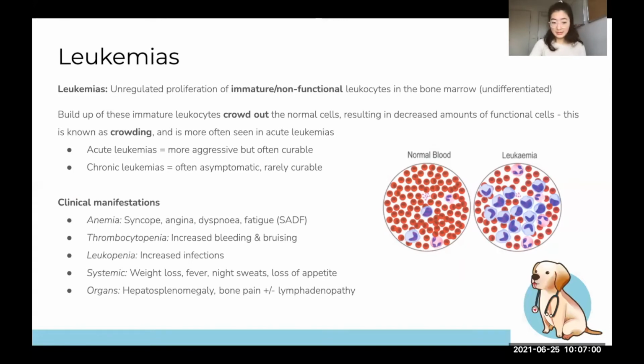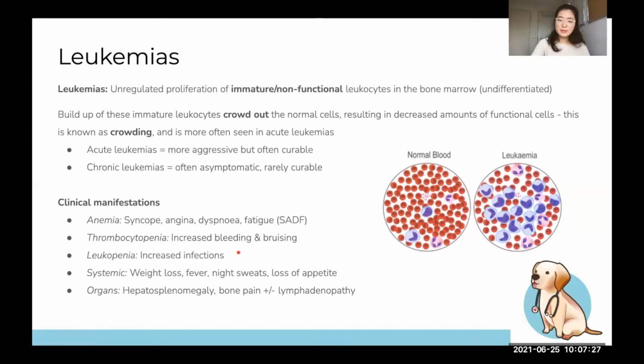So the clinical manifestations are as you would expect. If you don't have enough red blood cells in the periphery, you're going to have anemia and the signs and symptoms of anemia. I don't know if you guys have heard this, but it's SAD-F: syncope, angina, dyspnea, fatigue. You would also have thrombocytopenia because you don't have enough platelets in the periphery. And you would also get leukopenia, and that would result in increased infections.